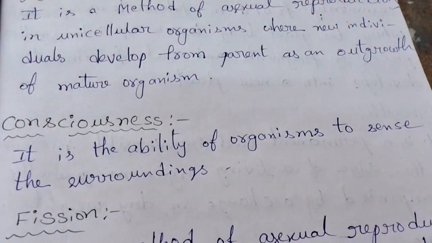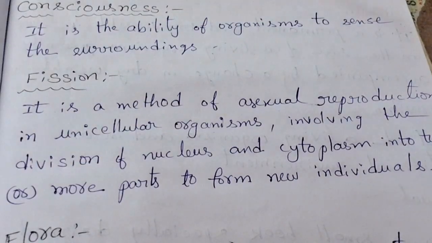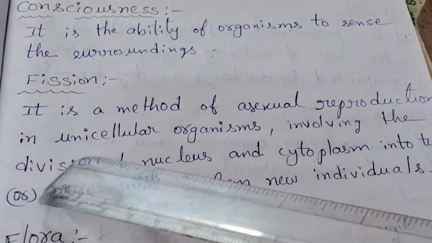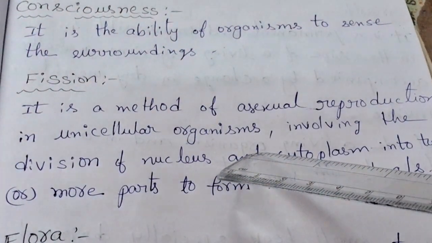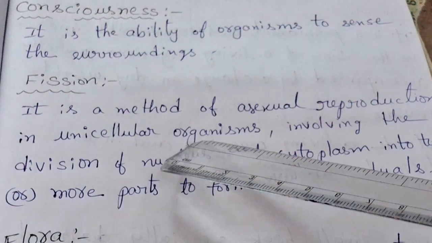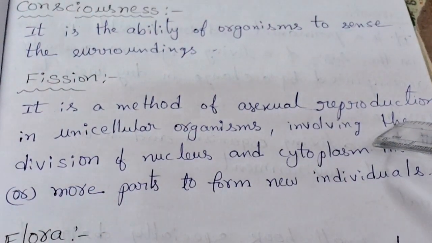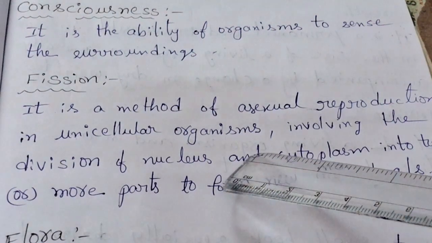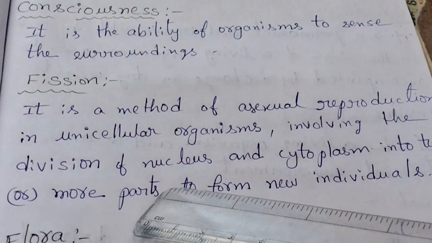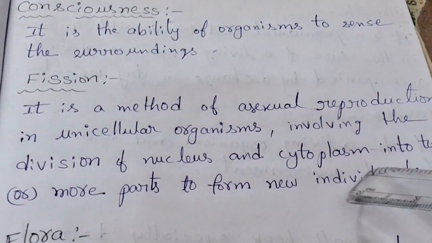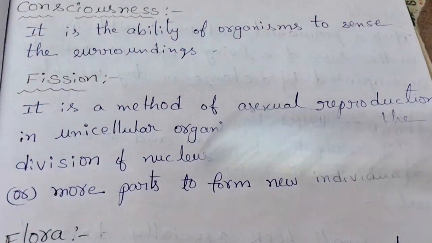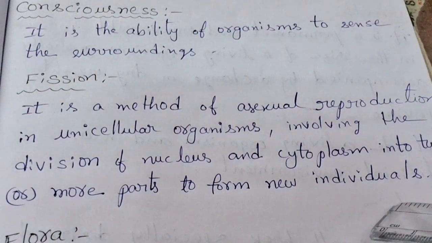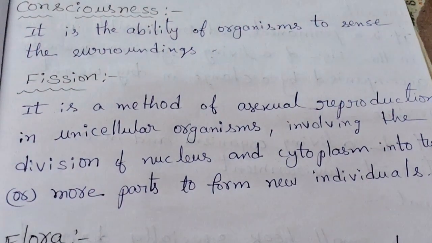Next one, fission. It is a method of asexual reproduction in unicellular organisms. Fission is also one method of asexual reproduction, and it takes place in unicellular organisms. In this process, the nucleus and cytoplasm divide into two or more parts to form new individuals. Okay. Next one, flora.